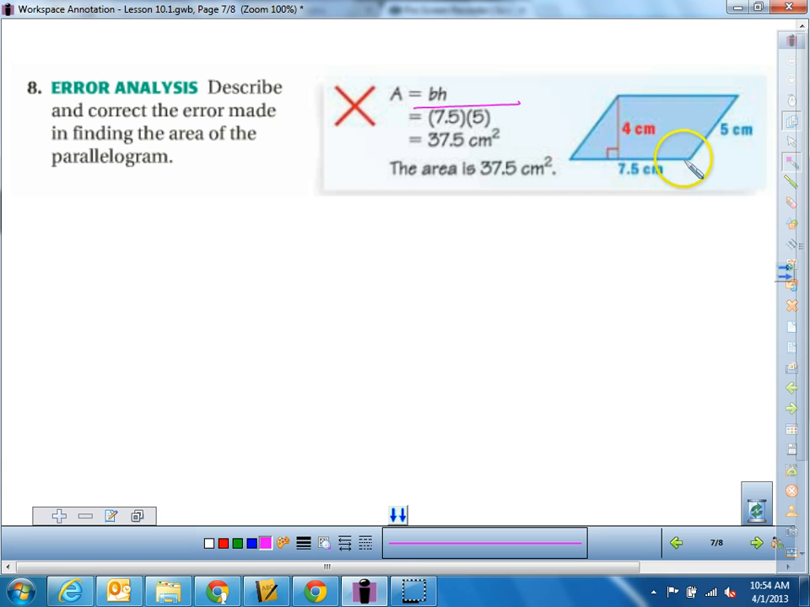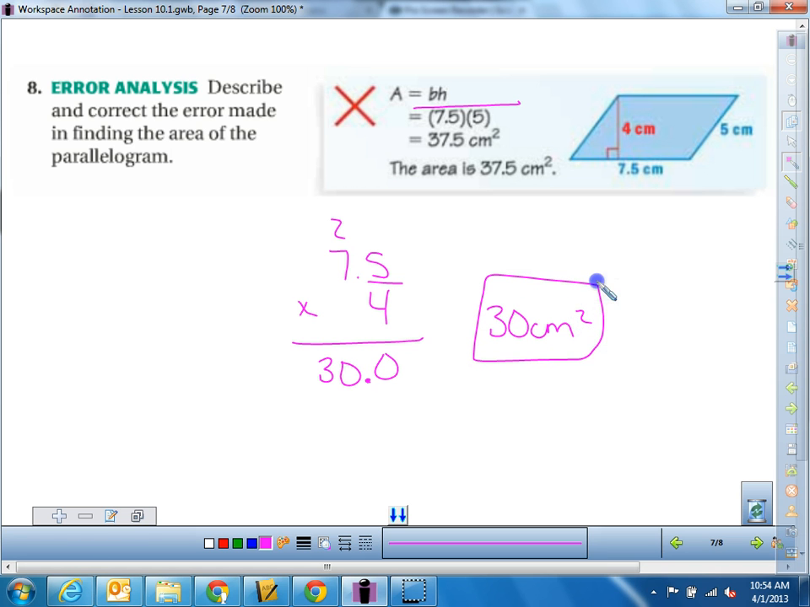Our height is not 5. That's our side. What is our height? Our height should have been 4. So we should have taken 7.5 times 4. 5 times 4 is 20. 4 times 7 is 28, plus 2 is 30. So 300, but we've got one place after the decimal, so we need 30. So 30 centimeters squared should have been our answer here if we'd have done it right. We need to remember that this is our height, not our side length. Okay?